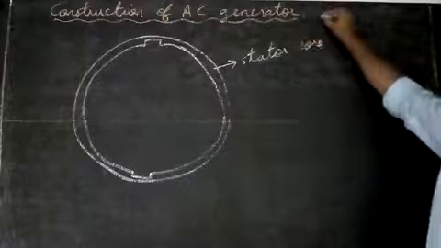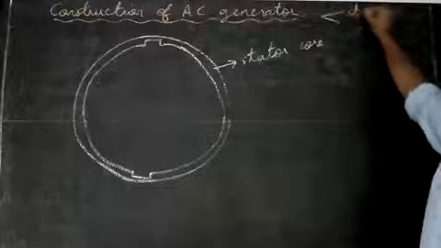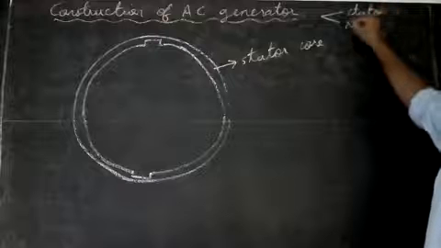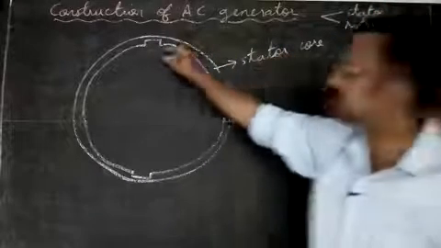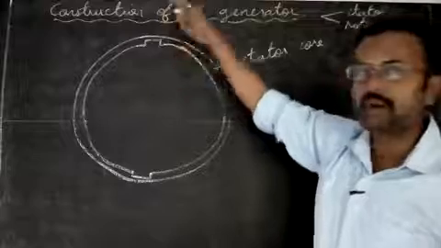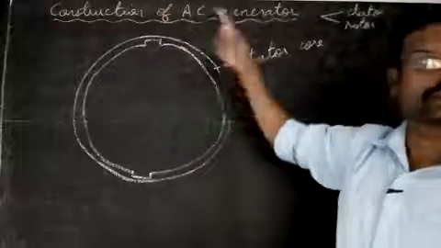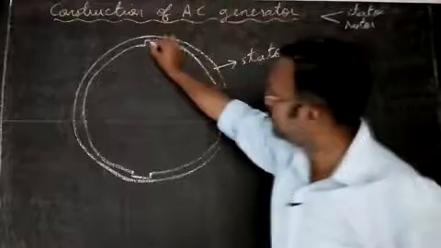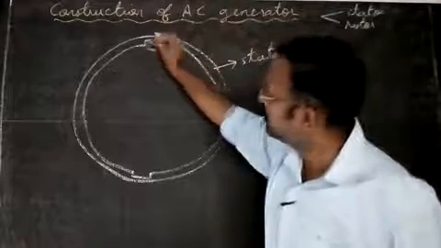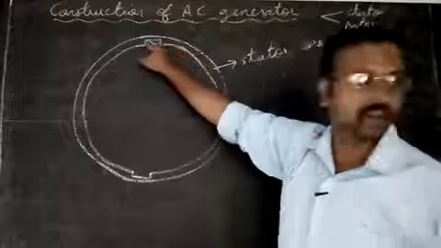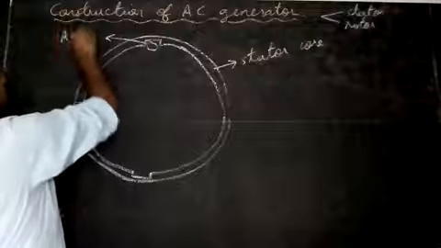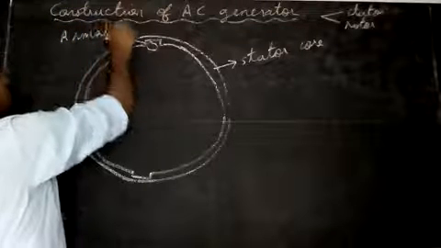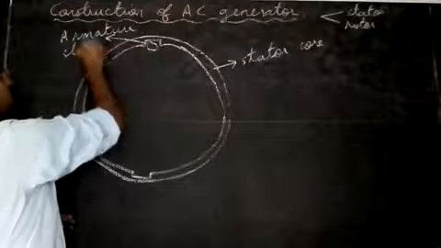So let me remember, what are the two parts here? We have the stator and the rotor. The stator is stationary and the rotor will rotate. In the stator we have to keep the windings. We wind the coil over it, so we have to put the coils here this way. And this is a slot, called the stator slot or armature slot. Armature means the coil.